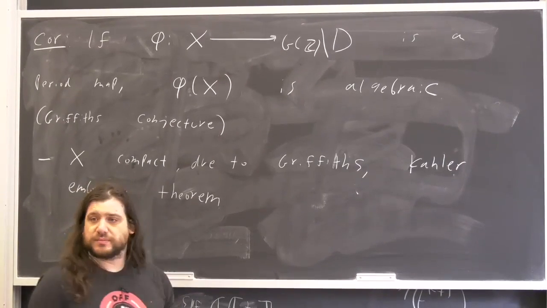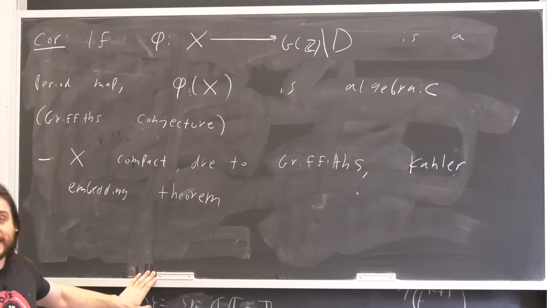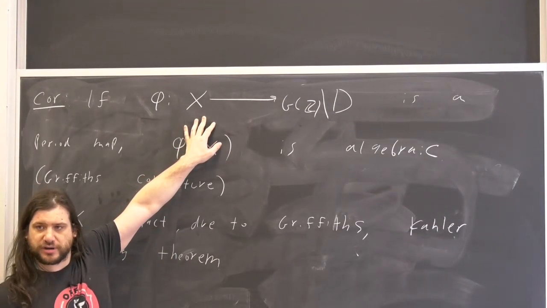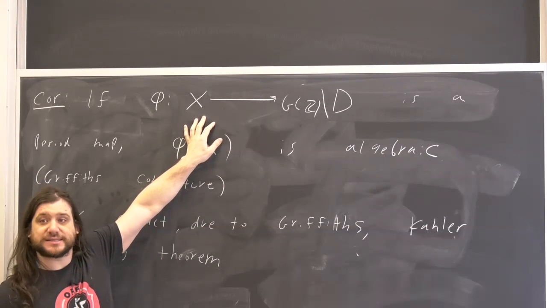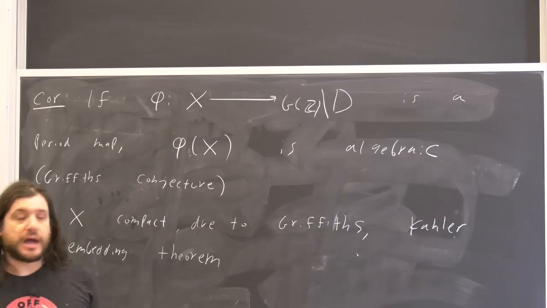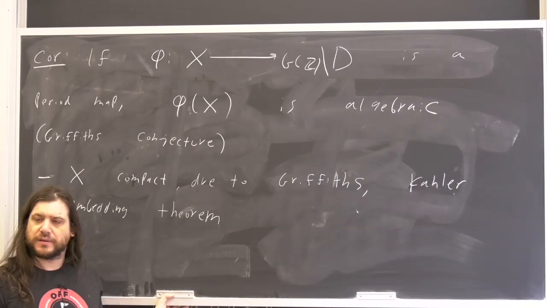Just my question. When we define a period map, we start with, suppose that X was... Yeah. So X is, well, not projective, but X should be algebraic for sure. It doesn't have to be projective.